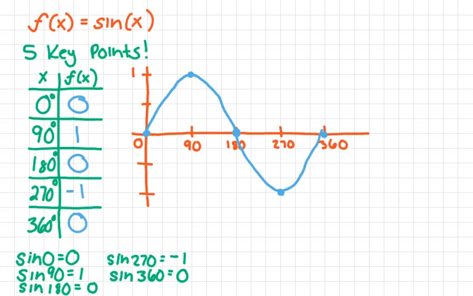From here, I can start to recognize some basic information from my graph and see that my zeros or roots are going to be at 0 degrees, 180 degrees, and 360 degrees. My y-intercept is going to be at the point 0, 0. And I have a relative max at 90 degrees and 1, and a relative min at 270 degrees, negative 1.